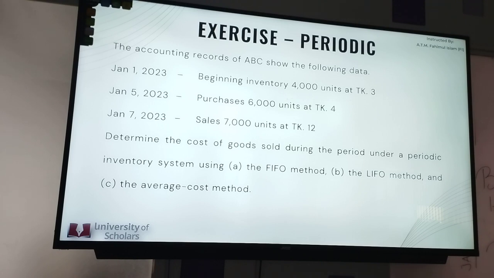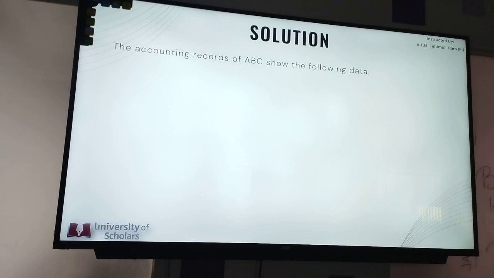Here's the question once again. We were determining the cost of goods sold under a periodic inventory system. We'll learn in our next class the perpetual system, which is a bit complex, where we have to keep a balance after every purchase or every sale. So moving on to the actual answers to the questions, how we can do it in our exams. So let's see the solutions for ABC company, the accounting records.